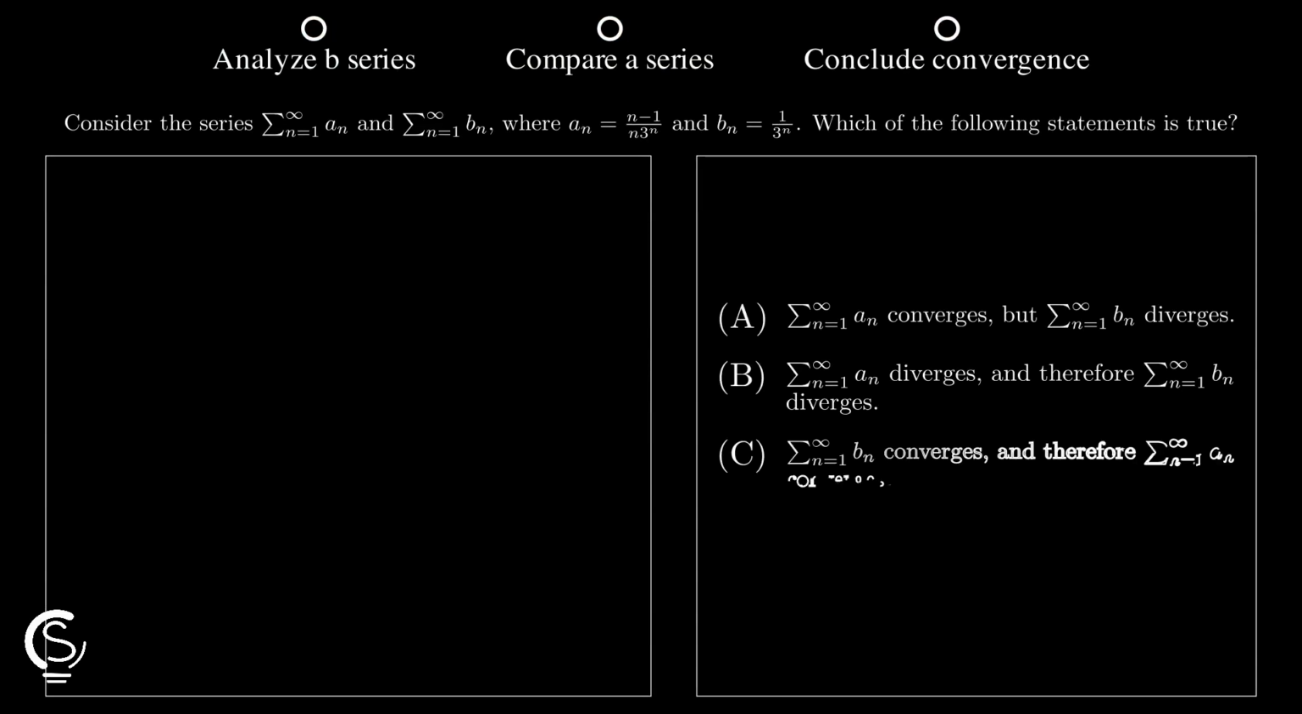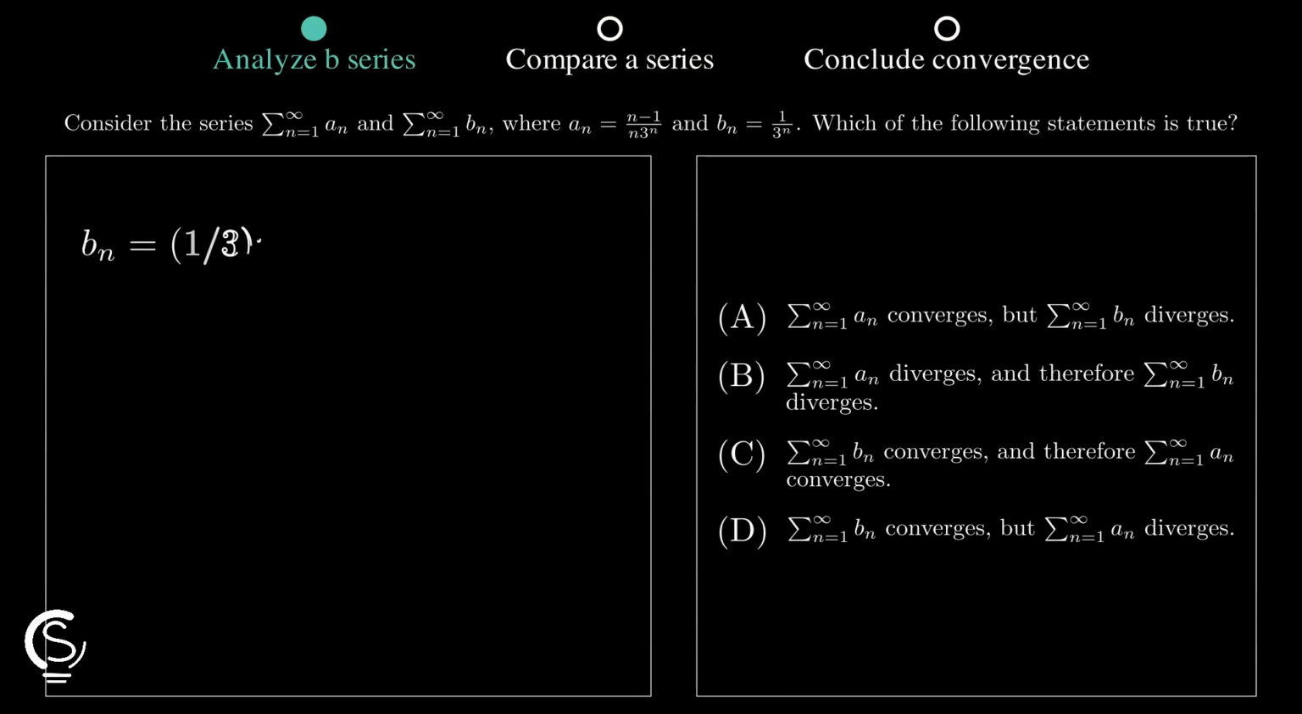First, look at the series bn. It is a geometric series with a common ratio of 1/3. Since the absolute value of the ratio is less than 1, the series converges.